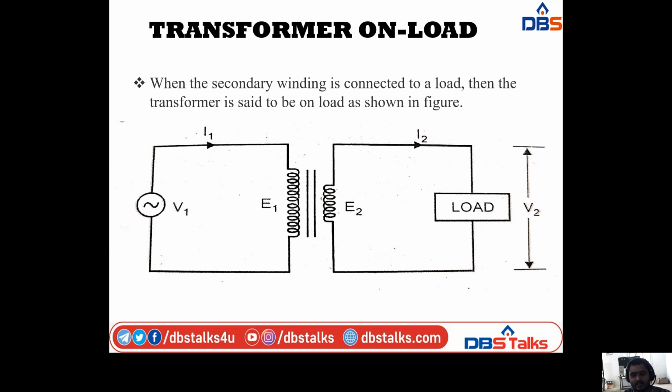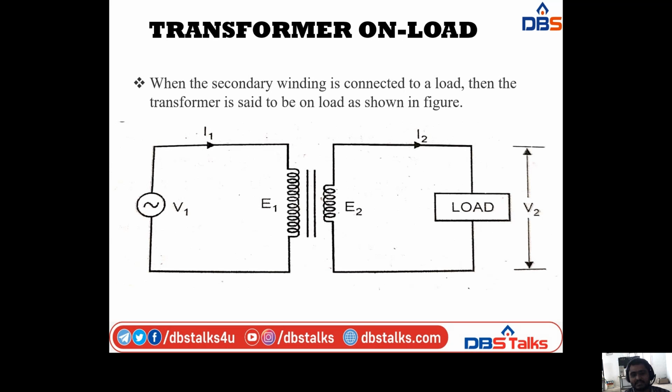Here I am taking one magnetic core with primary and secondary windings. The primary winding on the left side is connected to the supply voltage V1. It carries the primary current I1, and it also has the induced EMF E1. Coming to the secondary side, on the right side of this diagram, we have E2, the induced EMF in the secondary winding, and I2, the secondary current, and this is connected to the load.